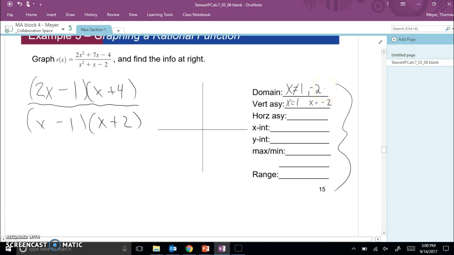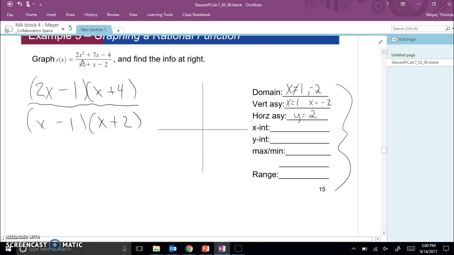Horizontal asymptote comes from the leading coefficients. So in this case, the exponents are 2 and 2. The exponents are the same. So we do the ratio. We do y equals 2/1, and 2/1 is just 2. Okay, x and y intercepts.